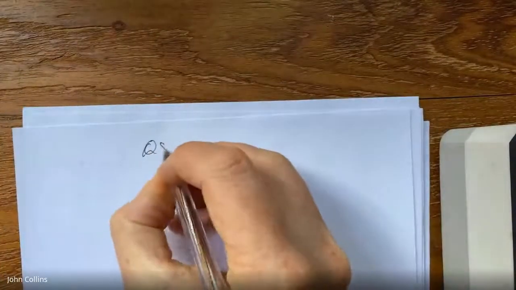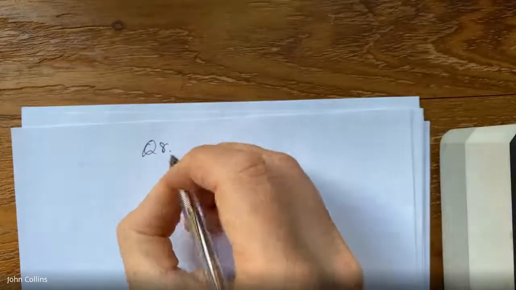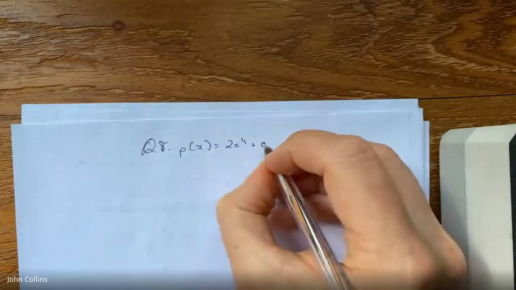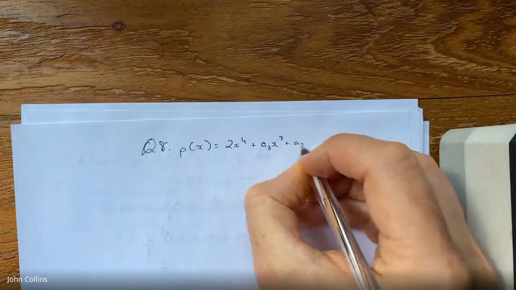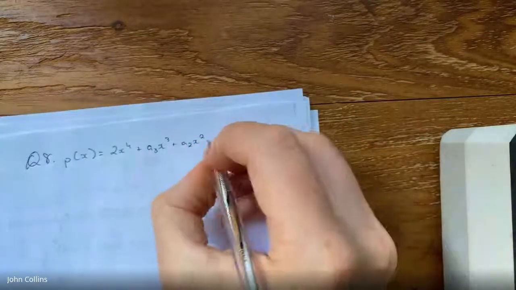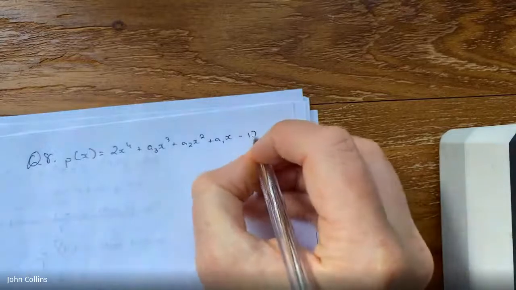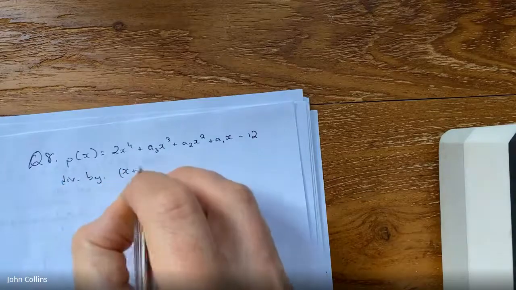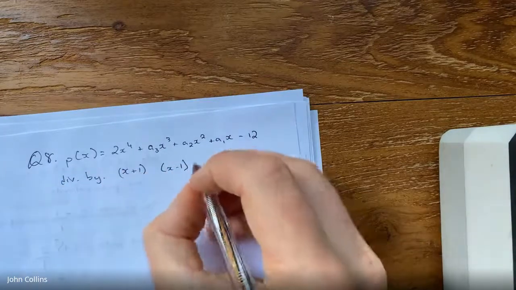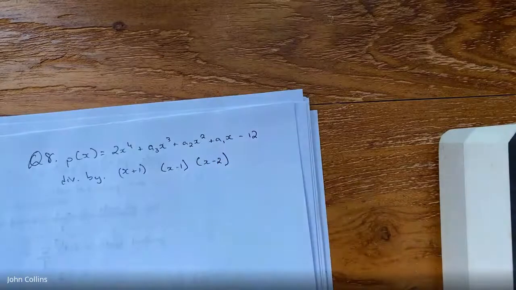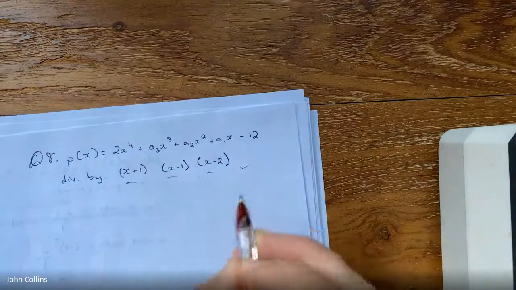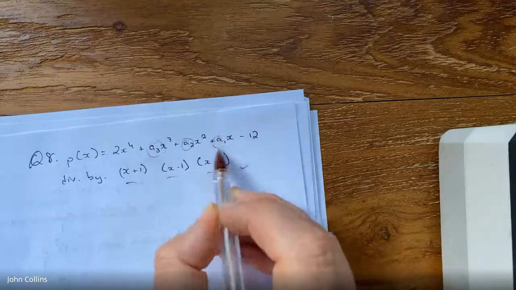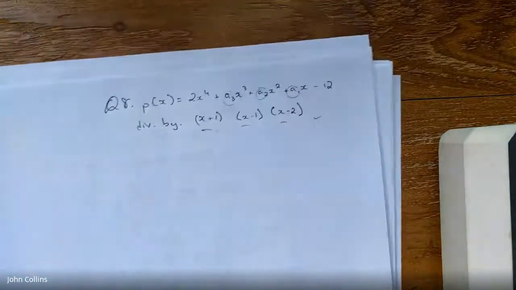Okay, question 8. So it gives us a polynomial 2x to the 4 plus a3 x to the 3 plus a2 x to the 2 plus a1 x minus 12, and it is divisible by x plus 1, x minus 1, and x minus 2. So divisible by all those, and the question wants to find what a3, a2, and a1 are, given that we know what divides in.